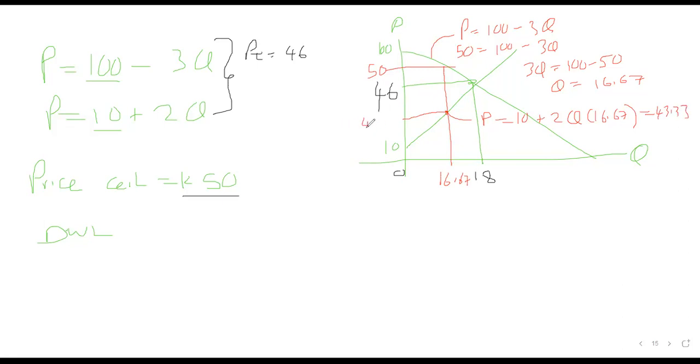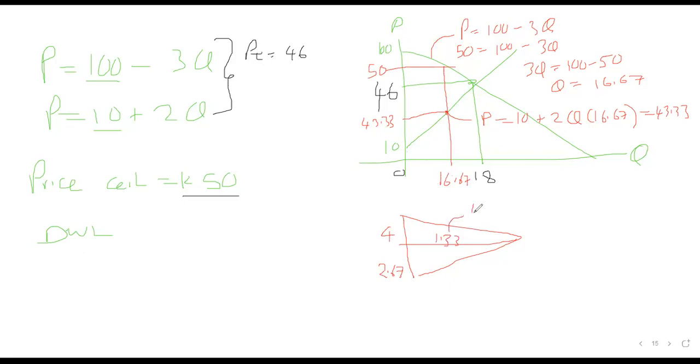So this is going to be 43.33. We're going to redraw this one here. This is our deadweight loss. From 46 to 50, what is the distance? 4. And 43.33 to 46? 2.67, correct. And 18 minus 16.67? 1.33, correct.